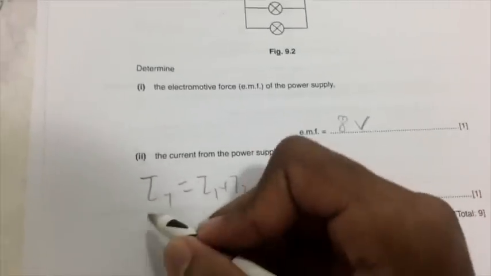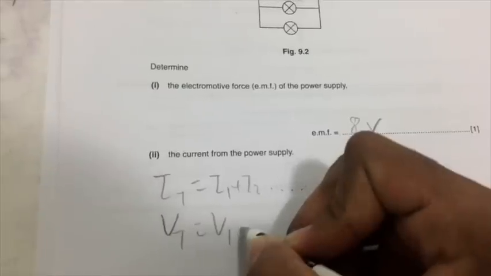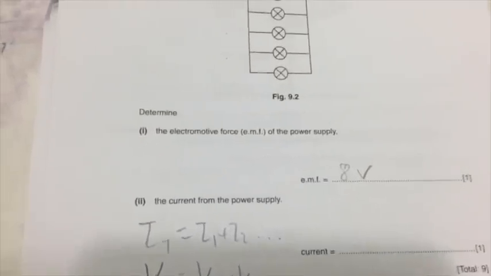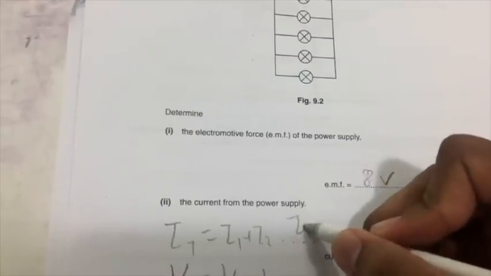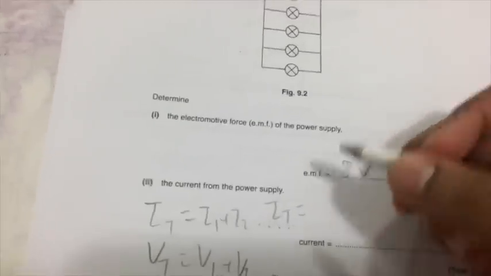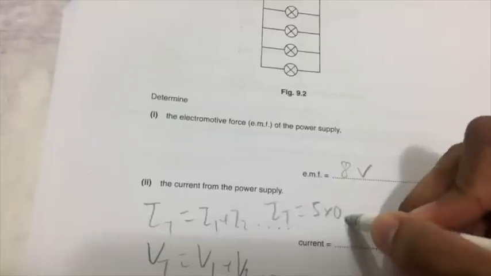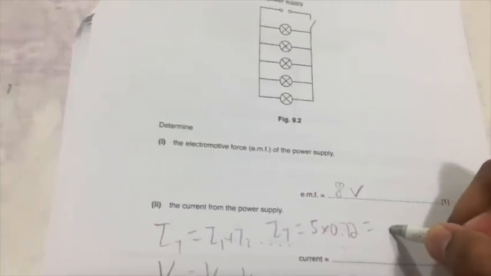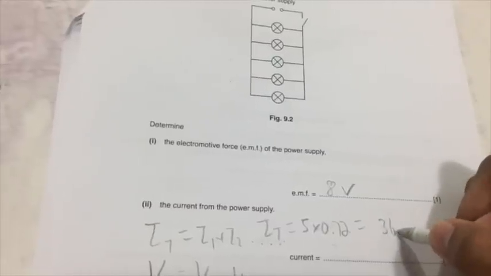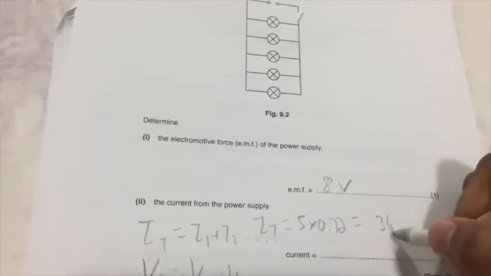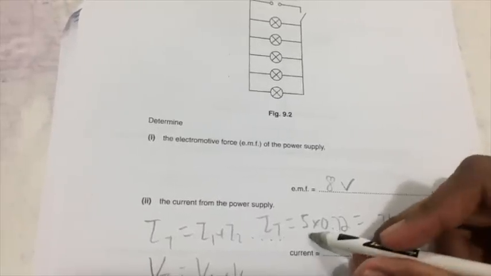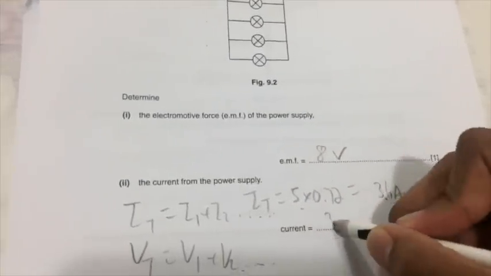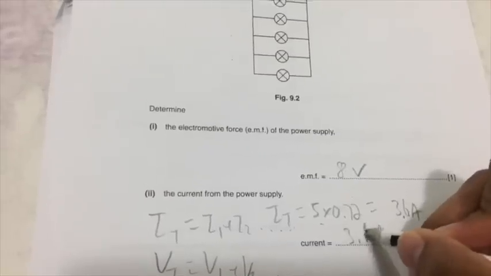So the formula for that one would be VT is equal to V1 plus V2 and so on. This is there in the syllabus and it's in your book. So what is the I total? Check the other question: at normal brightness, the bulb's current is 0.72, and we have 5 lamps, so 5 times 0.72, which is 3.6 amps. You can say 5 times this, or 0.72 added to itself 5 times, 3.6 amps. Yep, that's the easy method.